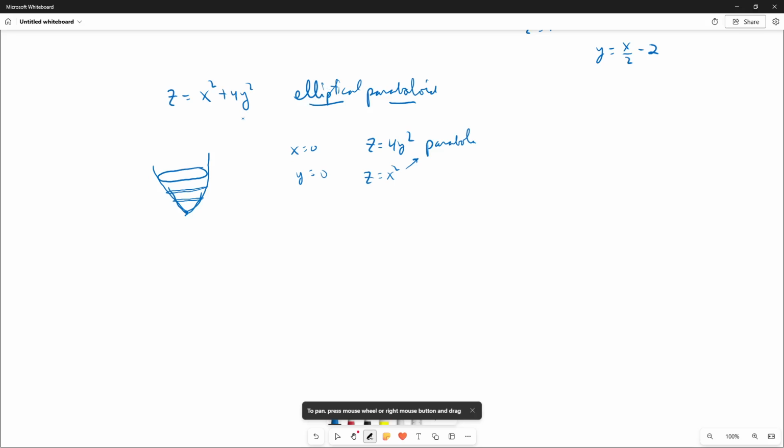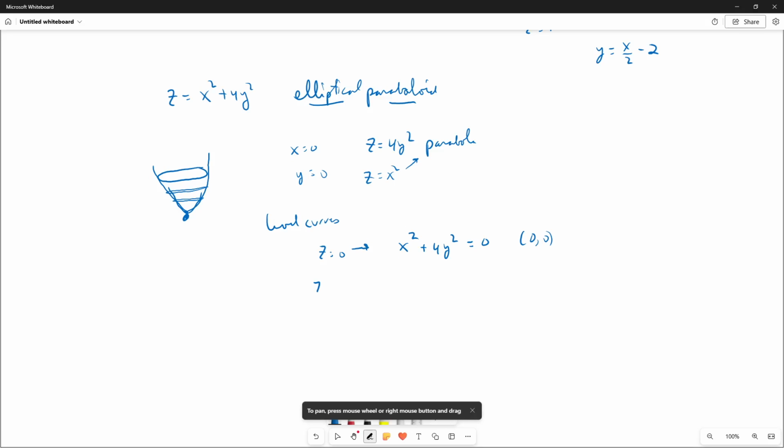The elliptical part comes from looking at the level curves. So for the level curves, we pick values of z. If z equals 0, then the points on our surface would satisfy the equation x squared plus 4y squared equals 0, and this is just the origin. So the only point that's at the height 0 is the origin.